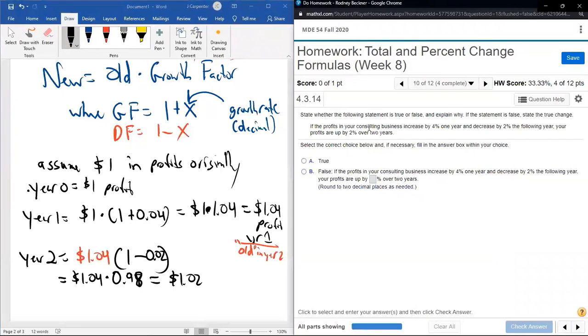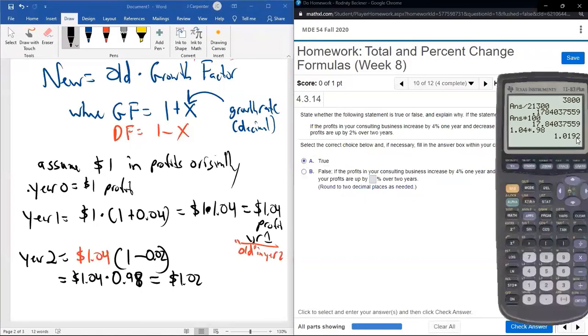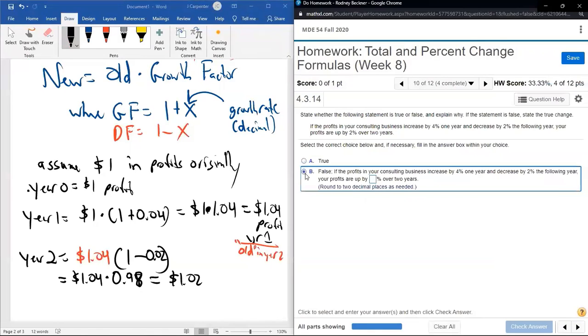If the profits in your consulting business increased by 4% one year and decreased by 2% the following year, your profits are up by 2% over 2 years. Now you might say true because this is a 0.02, but here's the facts. We rounded that. It was 1.0192. This is not technically 1.02. We had to round. This is less than that. So it is not true that we just have a 2% gain. We have a little bit less than 2%.